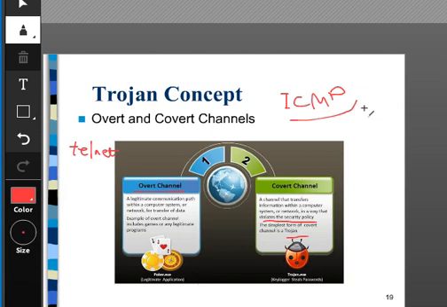Normally, a Trojan can use an ICMP request to send its packets to the victim's systems. This can also be called a covert channel. Okay, a covert channel is a kind of tunneling to hide the malicious software.